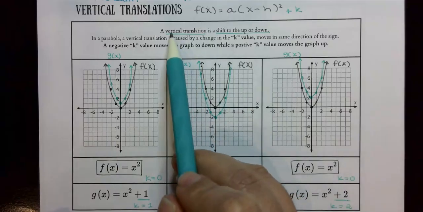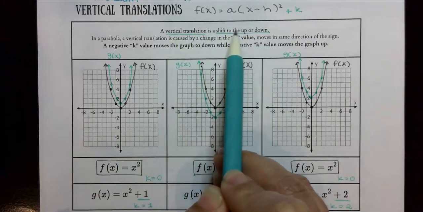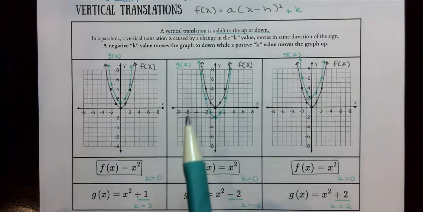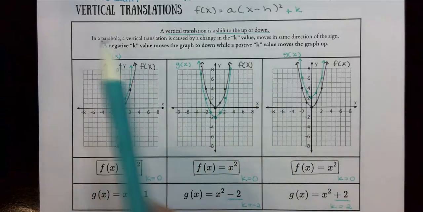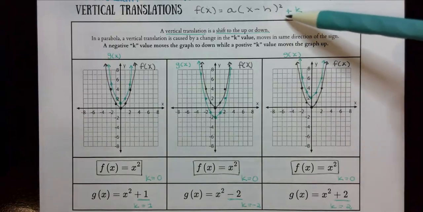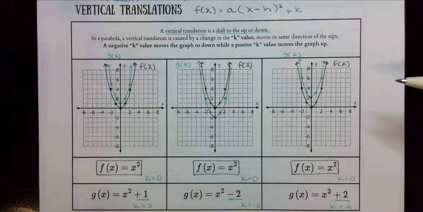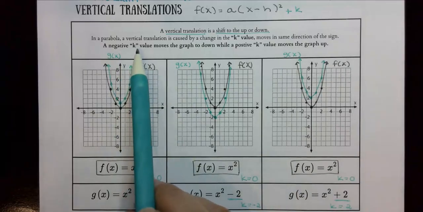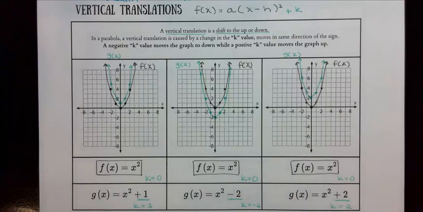Okay? So a vertical translation is a shift up or down. In a parabola, vertical translation is caused by the change in k. So if we change this k value, it's going to start moving our graph. And so if we have a negative k, it's going to move it down. And if we have a positive k, it's going to move it up. So that's it. That's simple. It's not going to change the direction. It's not going to change the width. It's just going to take your vertex and move it up or down.